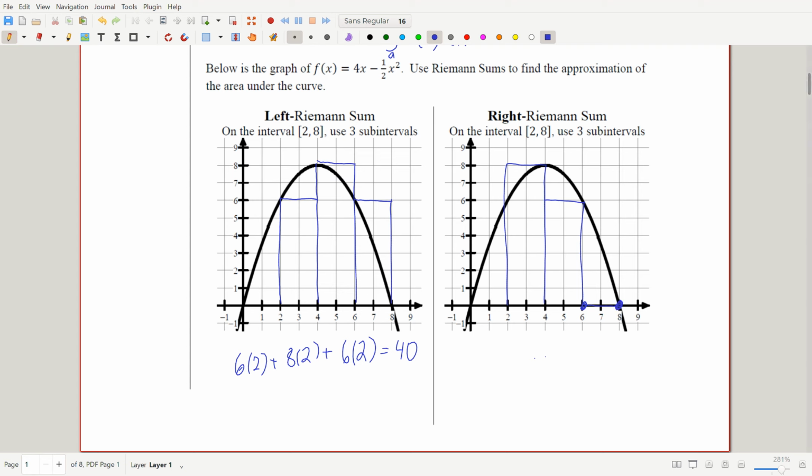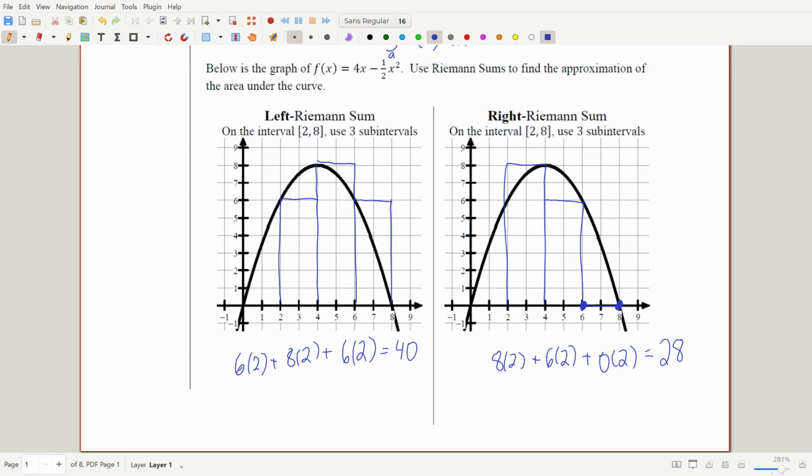I mean, we know when we don't use a lot of intervals, we don't get good estimates. So yeah, that one's actually 0. So I've got 8 times 2 plus 6 times 2, and then plus 0 times 2, just to show that we have 3 rectangles there. And now I just have 16 plus 12, so 28. Alrighty.